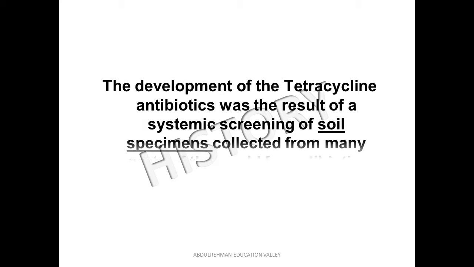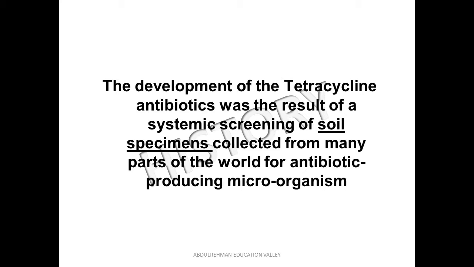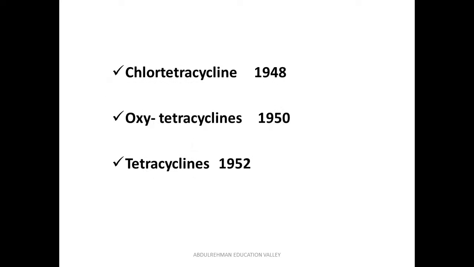In the late 1940s, it was the era of the search for bacteriostatics. The development of the tetracycline antibiotics was the result of a systematic screening of soil specimens collected from many parts of the world for antibiotic producing microorganisms. Chlortetracycline is the prototype drug of this group, which was introduced in 1945, followed by oxytetracycline and tetracycline in 1950 and 1952 respectively.